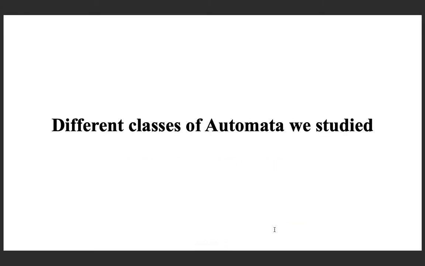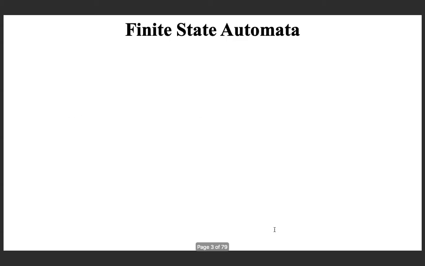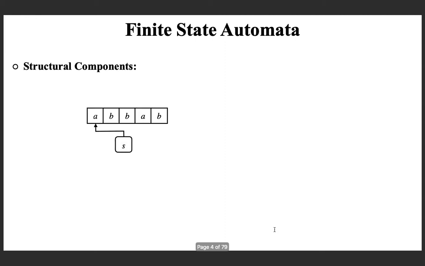So before we see Turing machines, let us recollect the different classes of automata we studied. The first class of automata that we have discussed was about finite state automata. So what are the structural components in a finite state automata?